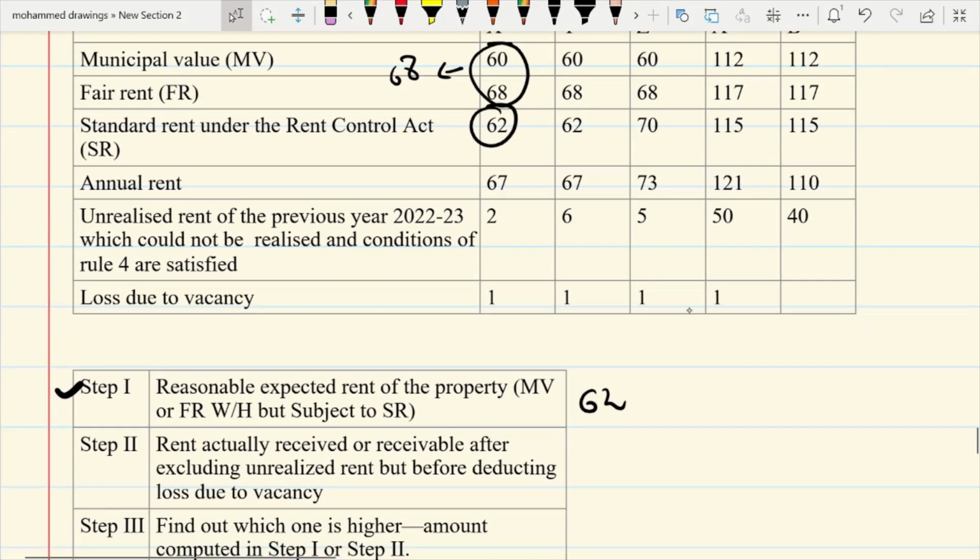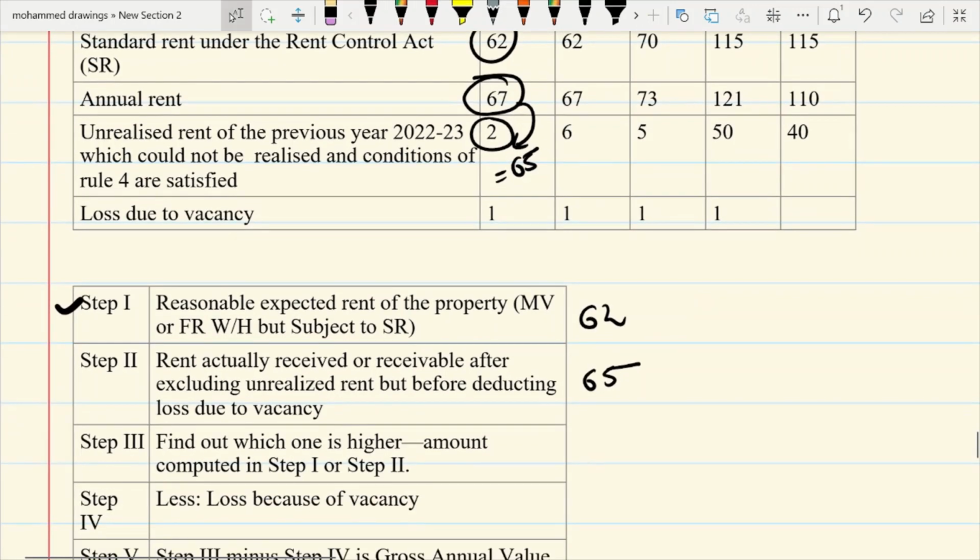Now annual rent. The second step is: rent actually received or receivable after excluding unrealized rent but before deducting loss due to vacancy. This is your annual rent. The unrealized rent for the previous year 22-23 is 2. You have to deduct this, and the answer you get is 65. So here you write down 65 for step number 2.